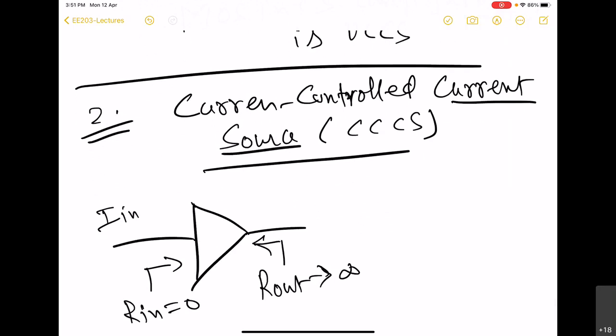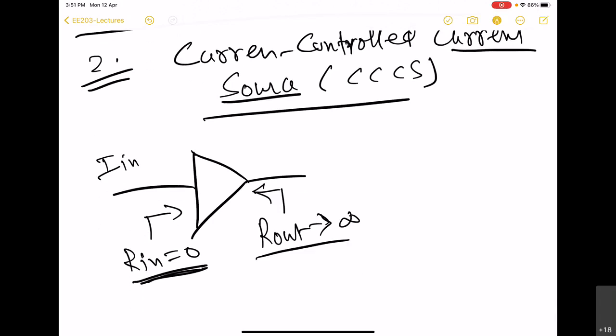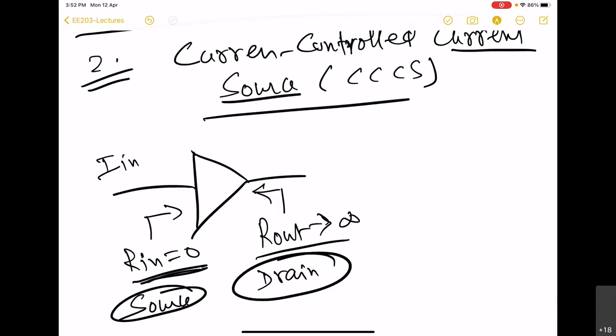So we have seen that if you look into the source of a MOS, then you can have a very low, not exactly 0, but very low input impedance. And we know that the gate is never an output port or output node, so it has to be the drain. So we will have the source on this side, and the drain on this side of the MOS.